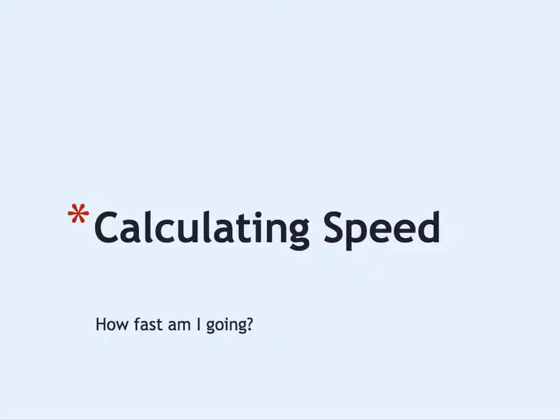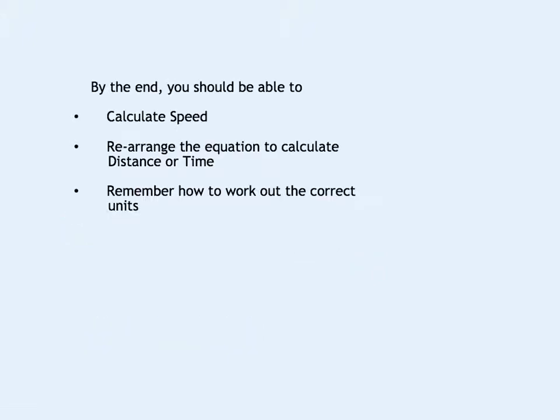This is the first revision session from the P3 unit, and this is on how to calculate. By the end of this session, you're going to be able to prove that you can not only calculate speed, but rearrange the equation in order to calculate distance or time, and you're also going to be able to show how to get the correct units for each of the three versions of the equation.